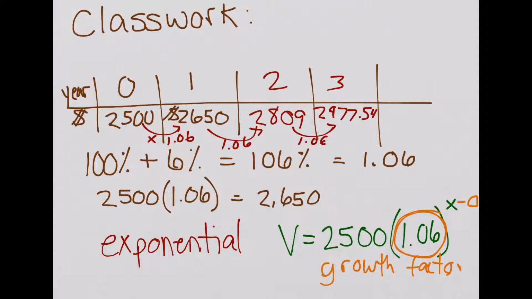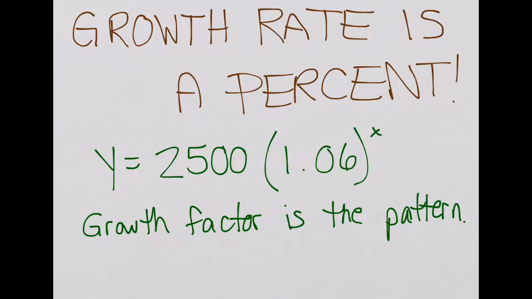It's the growth factor. The growth factor is the thing you multiply by every time. So a good idea would be to write this on your notes or on your classwork in big huge letters. The growth rate is a percent. Put that somewhere on your paper so you can remember when it says rate, you need to have a percent on it.